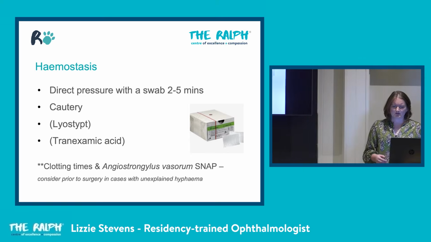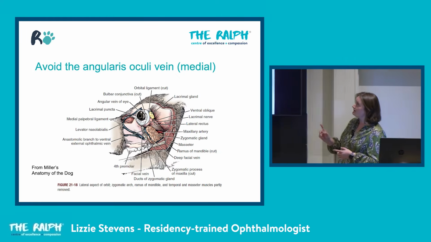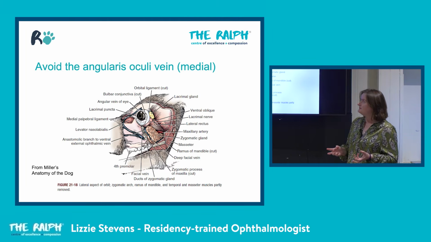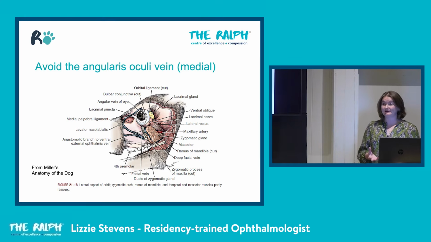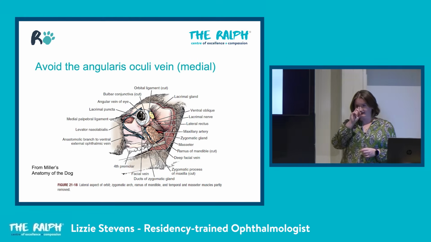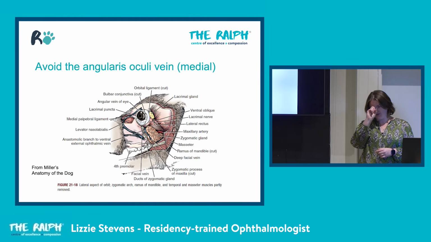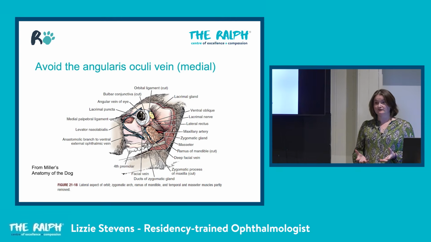The other tip I would have in terms of bleeding is to be aware of this structure, which is the angularis oculi vein, or the angular vein of the eye. This is actually one of the really common reasons for dogs or cats to bleed at enucleation surgery. And this vein sits in the medial orbit, so it's just at the medial canthus or just above. Now, particularly if you're doing a transpalpebral enucleation, you cut down there, you blunt dissect. It's really common to just cut that, and that's where you get a lot of bleeding from.